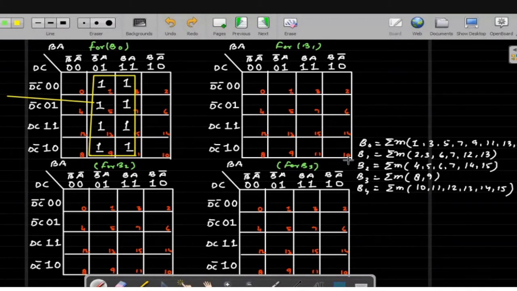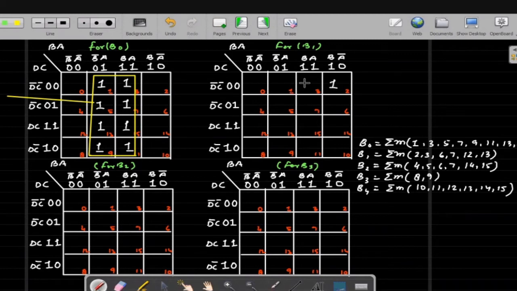So now let's try to solve the B1 expression. Let's write first the minterms in the map. So we have to write 2, 3, 6, 7, 12, 13. Any other?